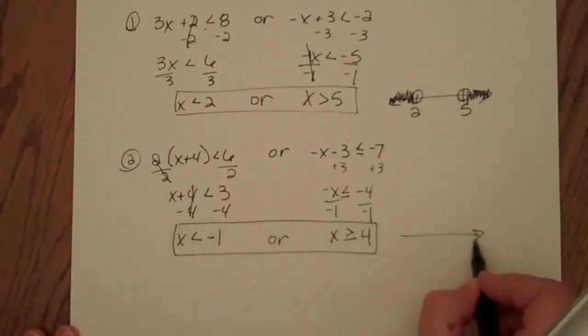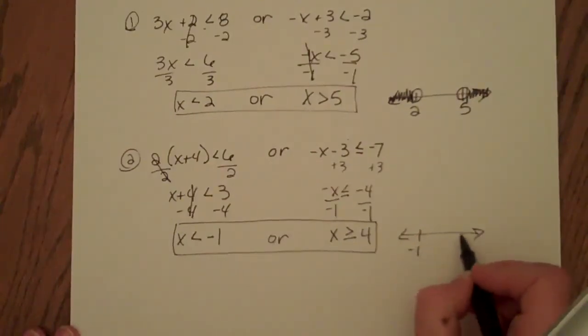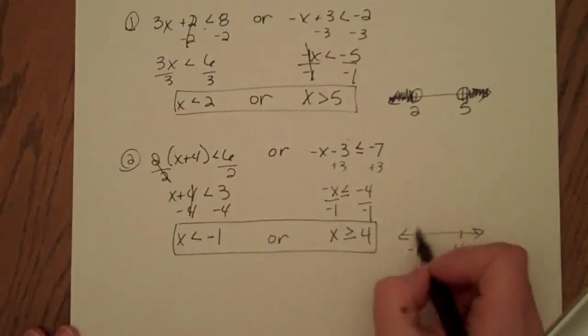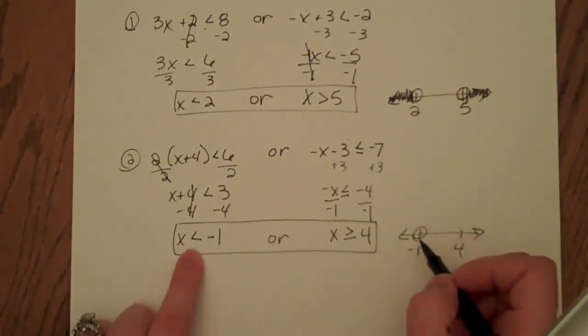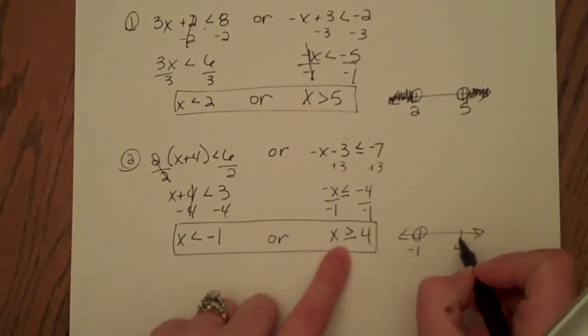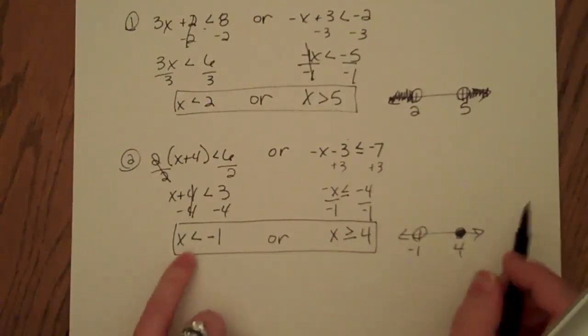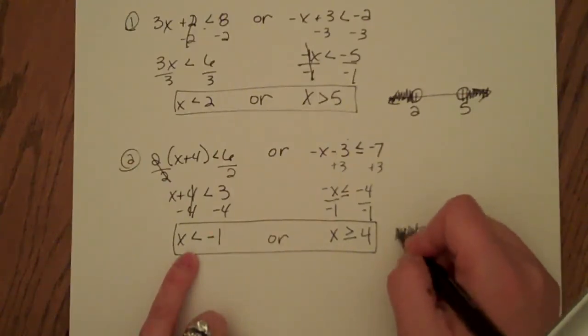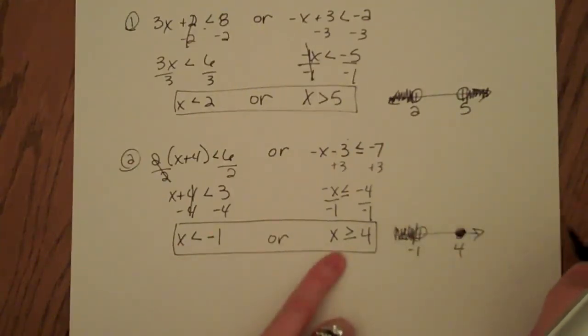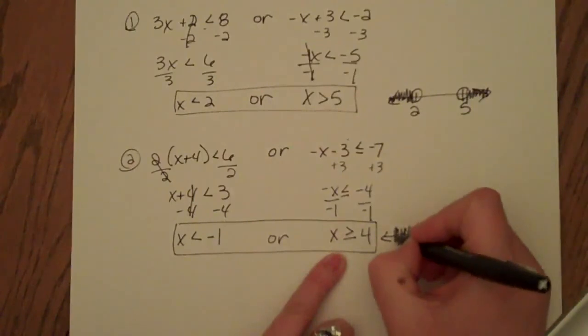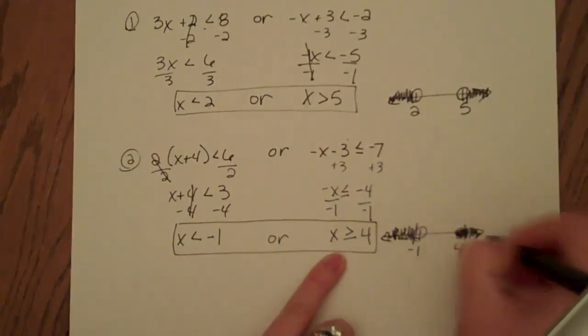The graph of that looks like this. Negative 1, a 4. The negative 1 is an open circle. The 4 is a closed circle. We want smaller than negative 1, so we go to the left from there. We want larger than 4, so we go to the right from there.